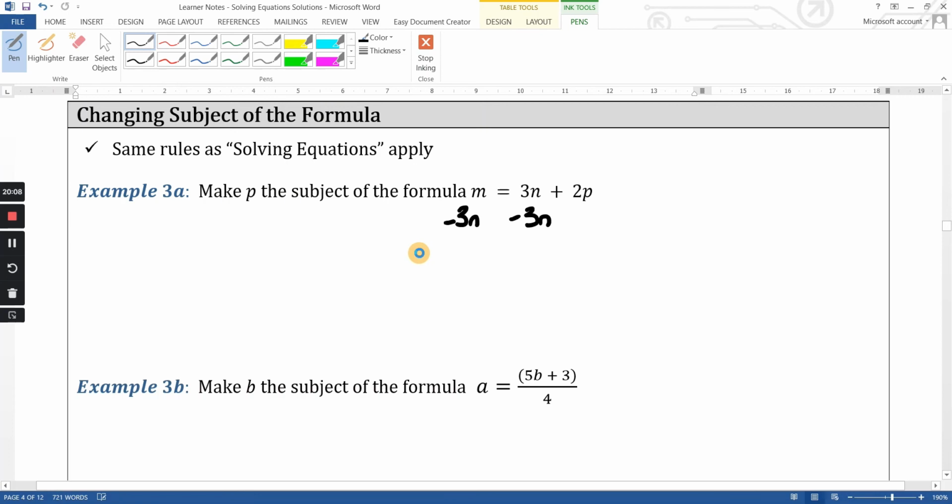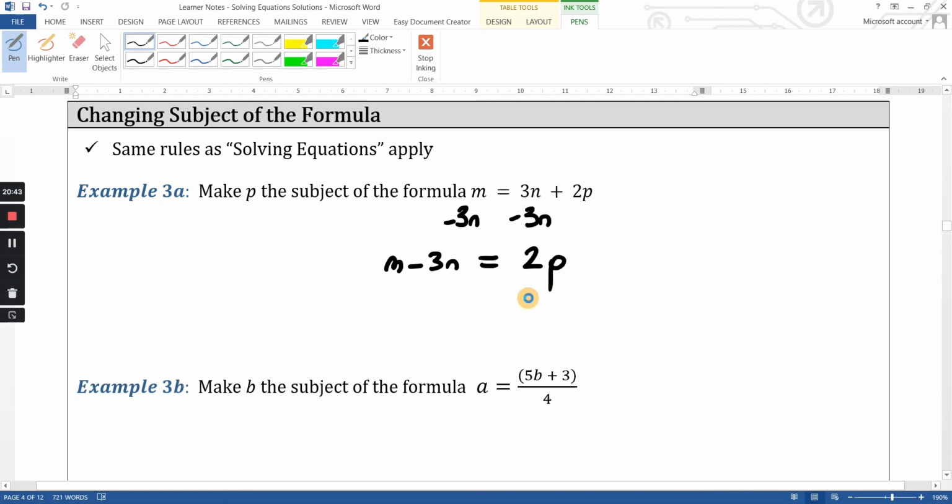On the left hand side, I get m minus 3n. You can't physically take them away, so you're going to have to leave it like that. That's the m term, and that's an n term. So they're two different terms. It's like apples and pears. And on this side, obviously 3n is cancelled. I'm just left with 2p on that side.